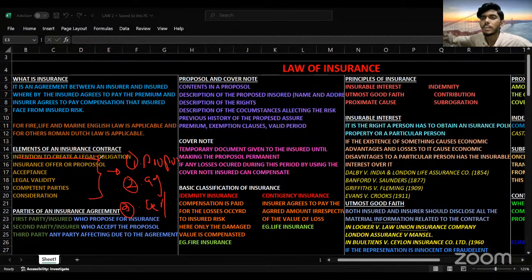So my first one is to create a legal obligation, which means you accept the responsibility to pay something to some person, willing to pay the premium.